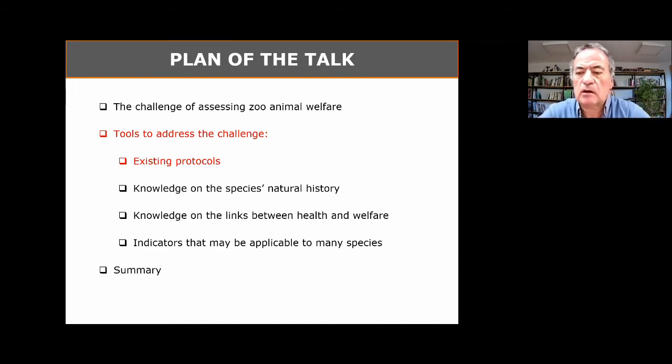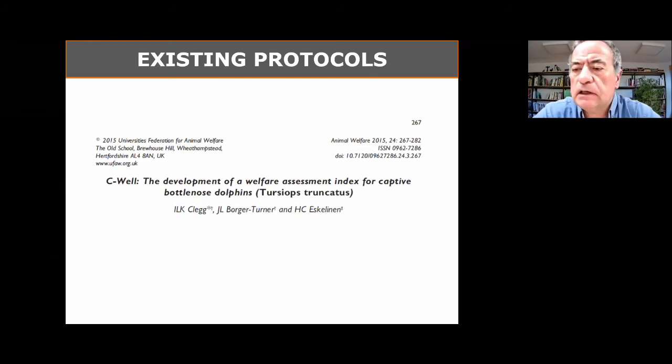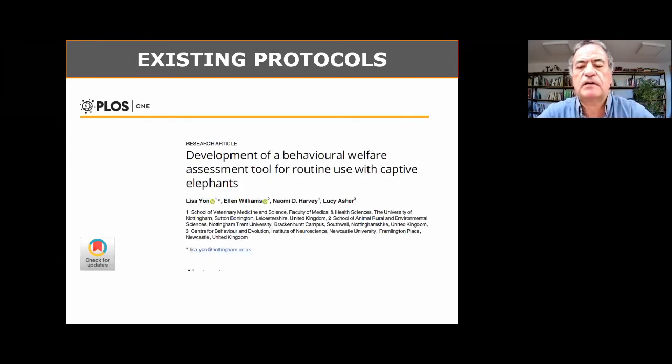And just to make a long story short, these existing protocols can be divided into two main categories. We have, to start with, protocols that have been developed to assess the welfare of one species in particular. Now, the Sea World protocol is a well-known example of these protocols intended for one species, in this case, the bottlenose dolphin. And here is just another example of a protocol developed to assess the welfare of elephants under human care.